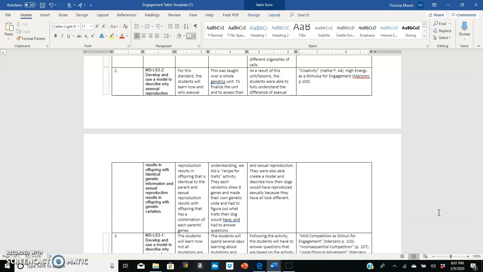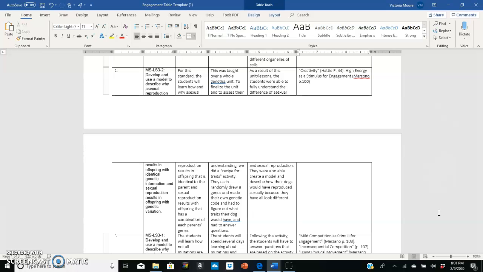That's how you get your genetic variation. So they'd make their long strip of genetic code, and then they'd have to draw their dog based on the traits that match up with their genetic code. And as a result, the students were able to fully understand the difference between asexual and sexual reproduction.